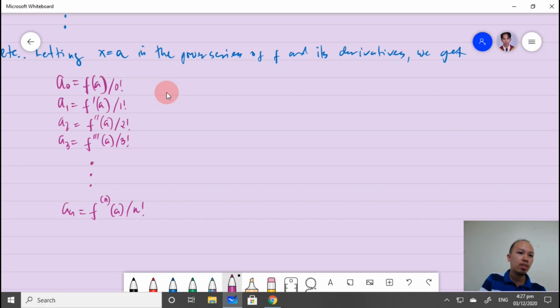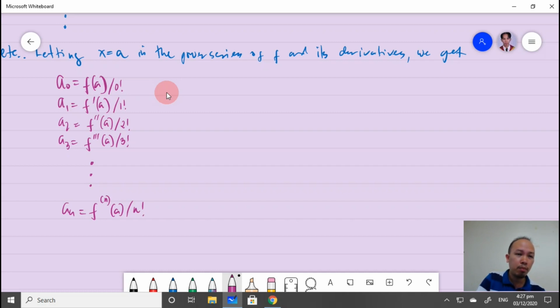Okay, so there's a problem here if we use the prime notation. If you evaluate the 10th derivative, then you cannot, of course, write 10 primes. So use this notation. The prime notation is good only up to the third derivative.